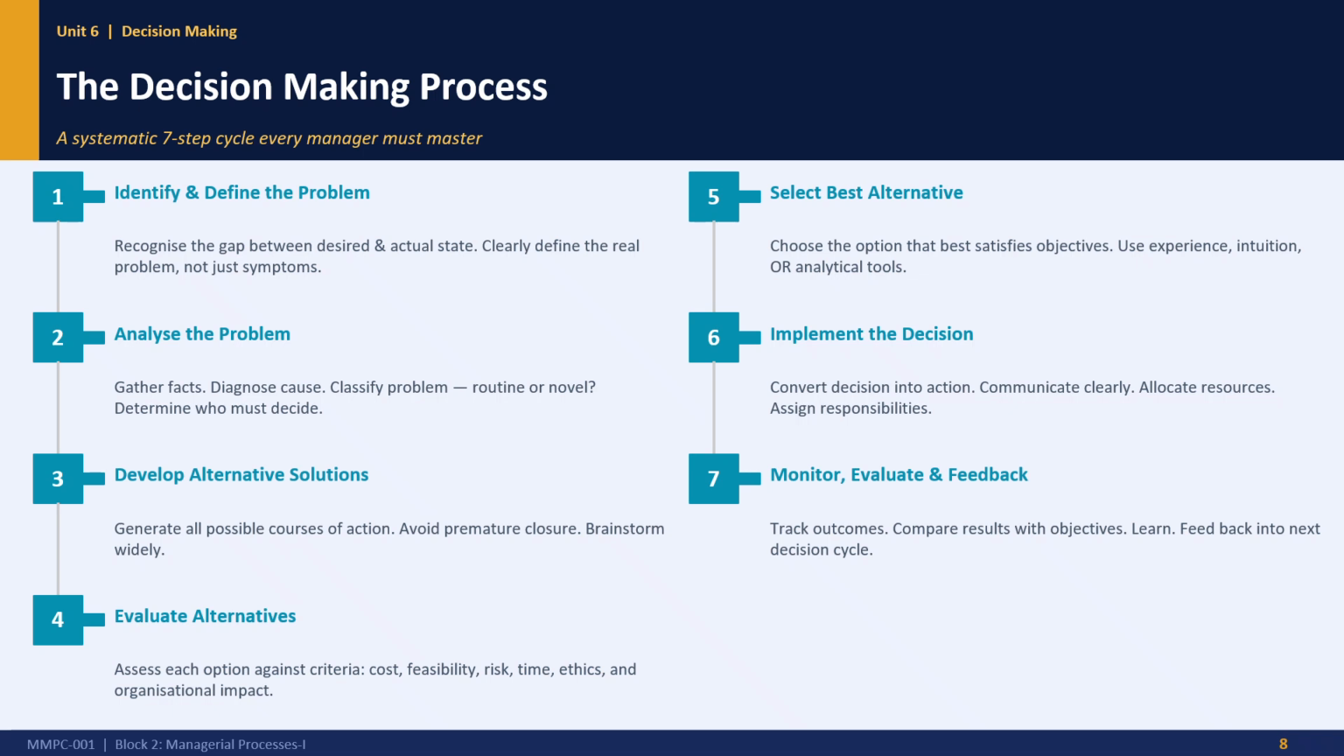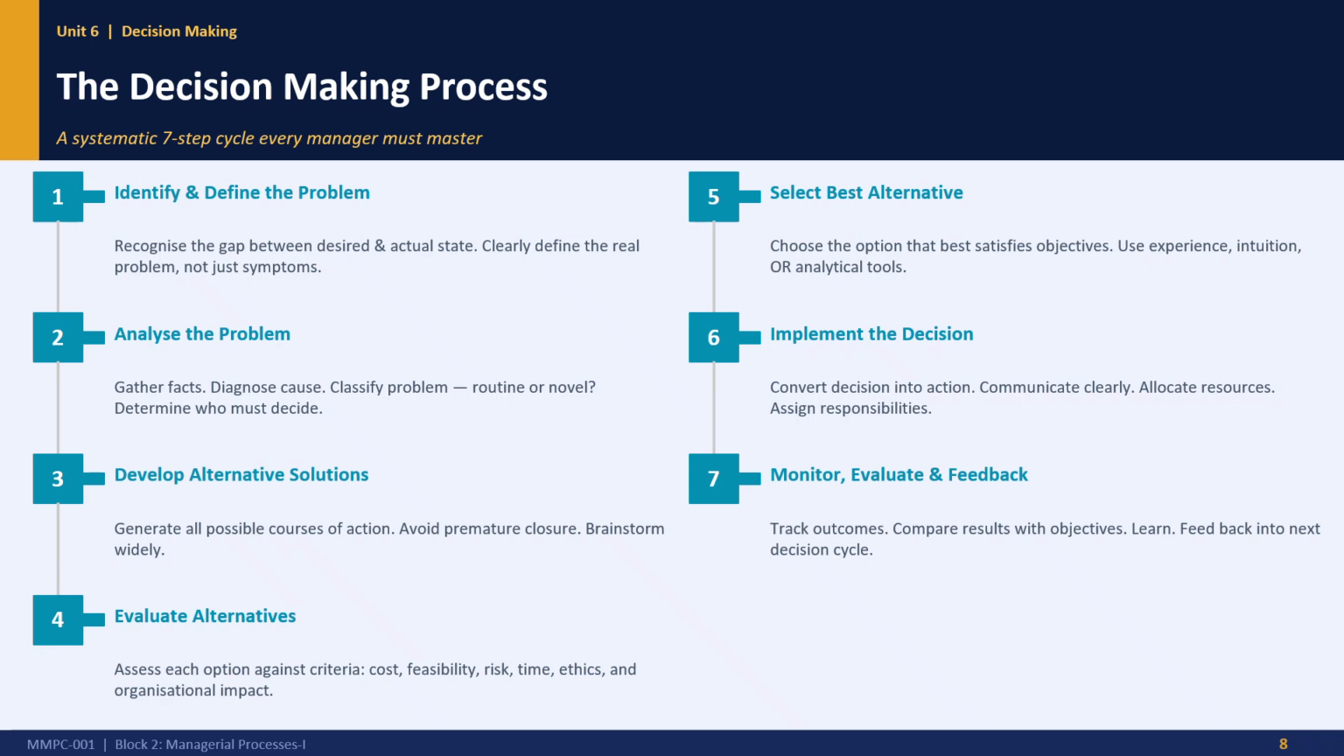Then managers develop possible alternatives and evaluate each one based on criteria such as cost, feasibility, risk, and impact. After evaluation, the best alternative is selected and implemented. Finally, the outcomes are monitored and feedback is used for future decisions. This makes decision making a continuous and dynamic process.